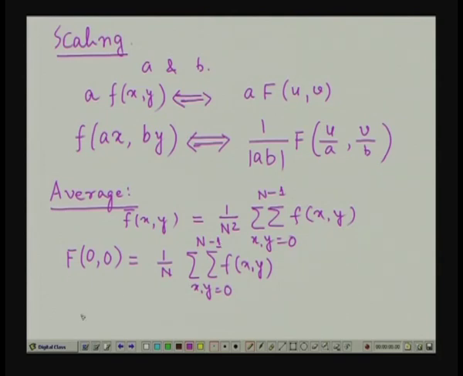So, this clearly shows that the average value of f(x,y) is nothing but 1 upon capital N into the 0th discrete Fourier transformation coefficient, because here the frequency u equal to 0, frequency v equal to 0. So, this is nothing but the DC component of the signal. The DC component divided by N gives you the average value of the particular signal.